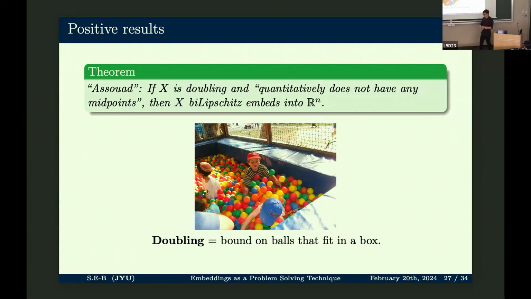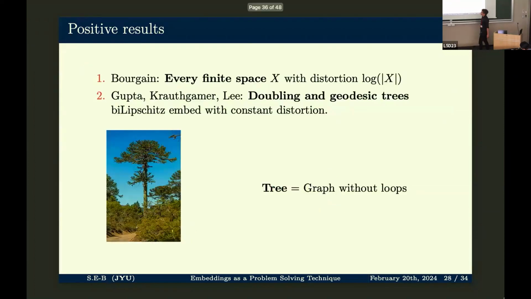But doubling is, you have an area, how many balls of a given size can you fit inside it? If that has a uniform bound in the space, we say that the space is doubling. And Euclidean space has this property, as the picture shows. But of course, in a metric space, similarly to the midpoints, we can construct examples where that doesn't hold. So this already shows, although this is not the way Assouad is usually presented, that there is a connection between midpoints and embeddability.